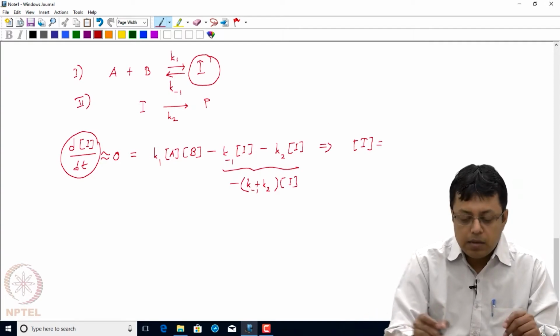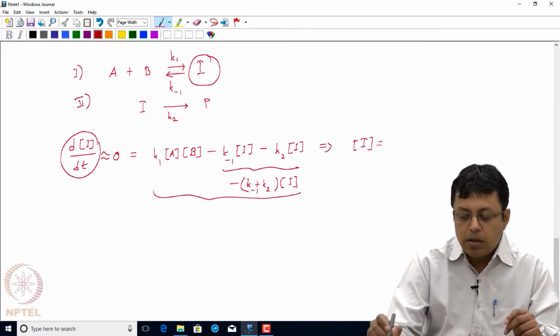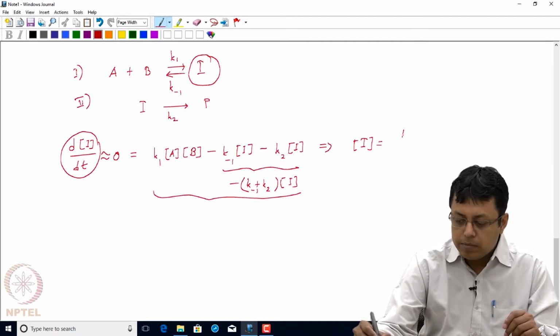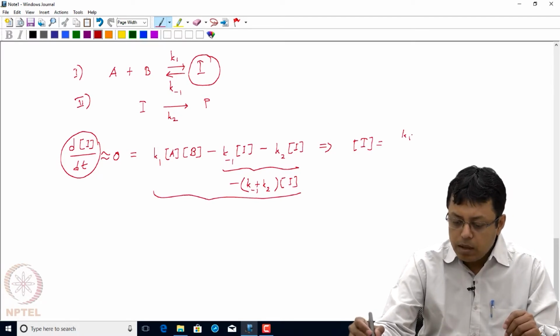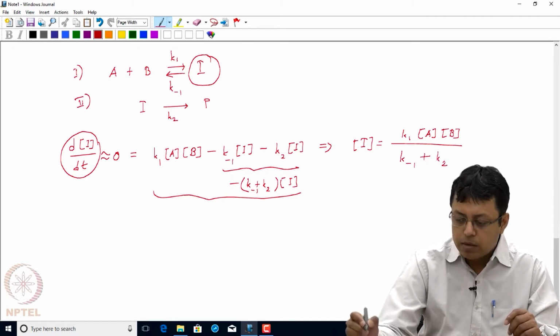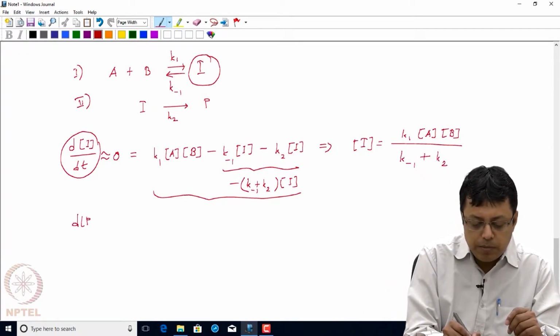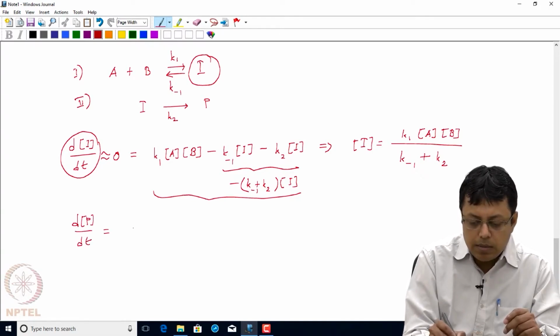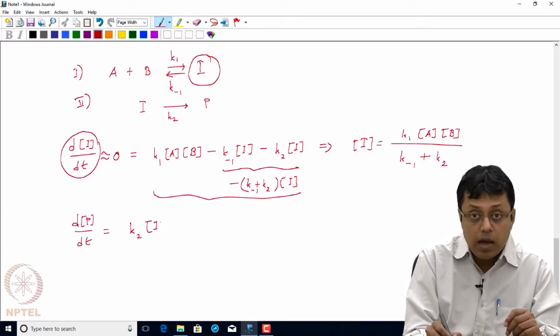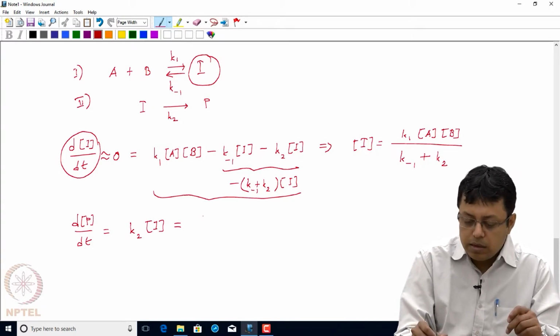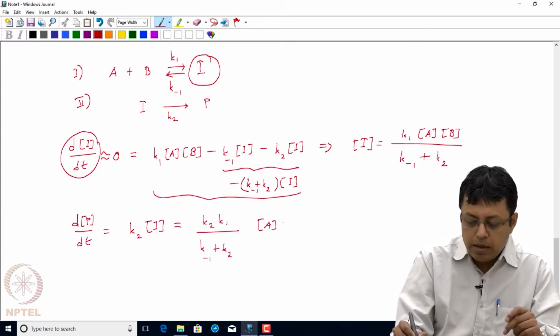So if I take the I on the other side, because this entire thing is 0, then I will be nothing but K1 into A into B divided by K minus 1 plus K2. And then the rate of product formation, as before, is nothing but K2 into I, which is nothing but K2 into K1 divided by K minus 1 plus K2 into A into B.